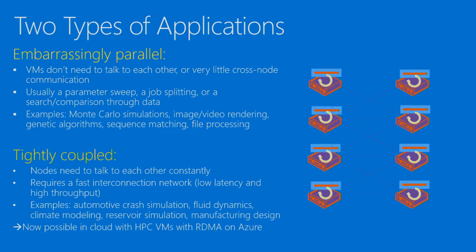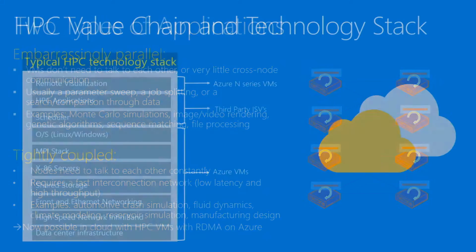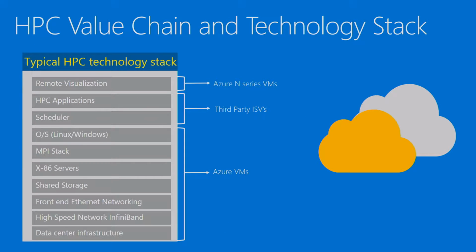And then tightly coupled, which typically uses message passing interface. That means one job is running across hundreds and thousands of cores, and if one node goes down, the entire job is going to come down. They're not independent. They're dependent on each other through a communication layer called MPI. And that's where the RDMA high-speed networking comes into play, which is super critical to give you the low latency so these jobs can run faster. So typically, HPC, I call it value chain or technology stack.